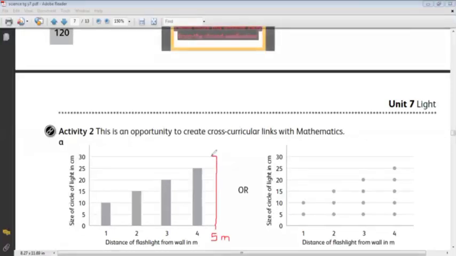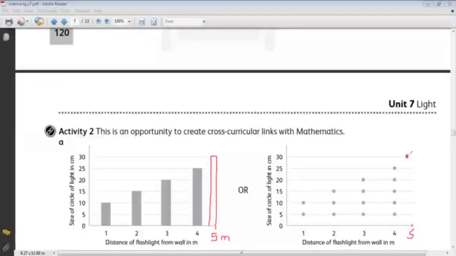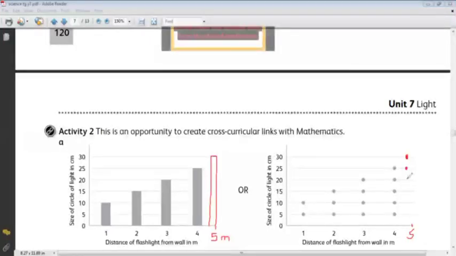So this light circle will increase to 30 centimeters, and the light becomes dimmer or brighter? Dimmer. Yes, the light will become dim. So the same thing here. If we write it in the dot plot, if we write here 5 meters, the size of the circle will reach 30 centimeters. So we can make dots like that in the dot plot.